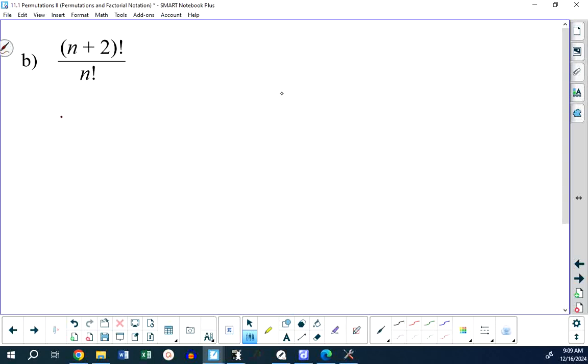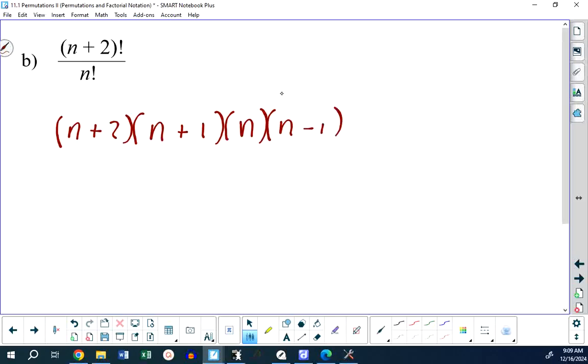When I expand the larger one, I'm going to have n plus 2 times n plus 1 times n times n minus 1. So my definition that I gave you at the top of the page is for n factorial. It's not for n plus 2 factorial. We have to use common sense here. I'm not done, by the way. The argument is n plus 2, and then we subtract 1, subtract 1, subtract 1, and you keep subtracting 1. So if I take 1 away from n plus 2, it becomes n plus 1. Take another 1 away, it becomes n. Then it starts creeping below n.